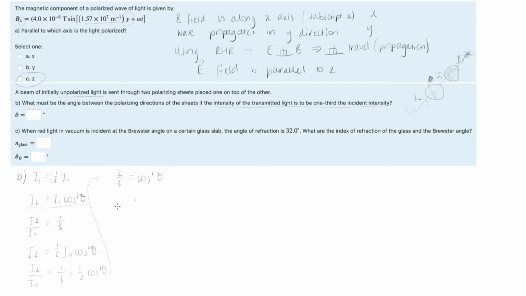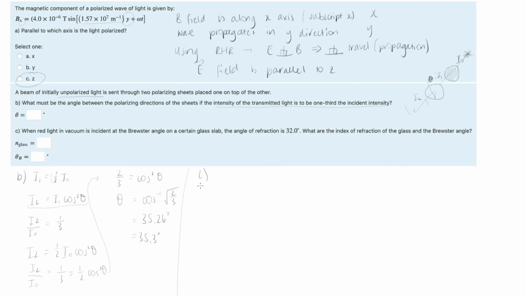Okay, so then what we're going to end up doing is we're going to say theta is going to be the inverse cos of the square root of 2/3. Okay, so if we actually do that, I get roughly 35.26 degrees, or 35.3 degrees. Cool. So that's the answer to part B. Part C.